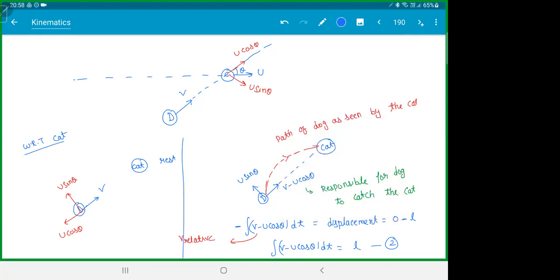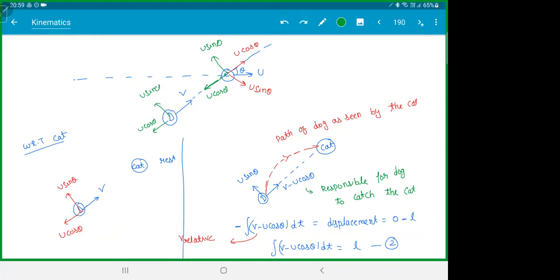Please have a look at this page. If you stop the cat, the cat will think the dog is coming towards me with a velocity of v minus u cos theta. Isn't that how we do relative velocity? We subtract the velocities. How did you get the relative velocity? We subtract here u cos theta, u sin theta. So here also u cos theta and u sin theta, so this will cancel. The cat will come to rest, and the dog's velocity becomes this.